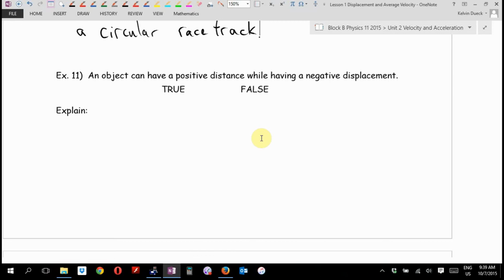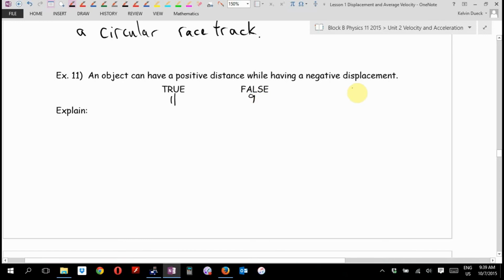Okay. An object can have a positive distance while having a negative displacement. Who says true? 1, 2, 3, 4, 5, 6, 7, 8, 9, 10, 11. Who says false? 1, 2, 3, 4, 5, 6, 7, 8, 9. Boy, we got some wimps here.